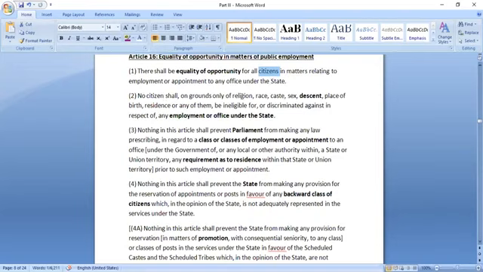So it basically includes 6 grounds: religion, race, caste, sex, descent, place of birth, residence, or any of them. Out of these, descent is the only one newly included. Otherwise, the rest are the same 5 grounds that we saw in Article 15. So these are the 6 grounds based on which there shall not be any discrimination in regard to employment or office under the state.